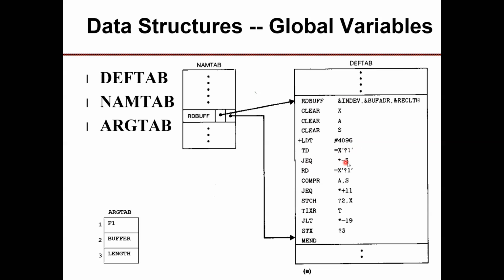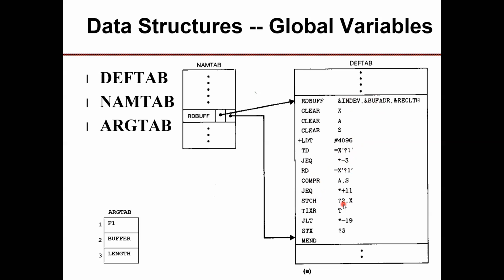Jump if equal, star -3, so we'll just go back. Read device, now we're going to use end device again, like that. Then the compare register, jump if equal, and now we're going to store this character to the second position, question 2.